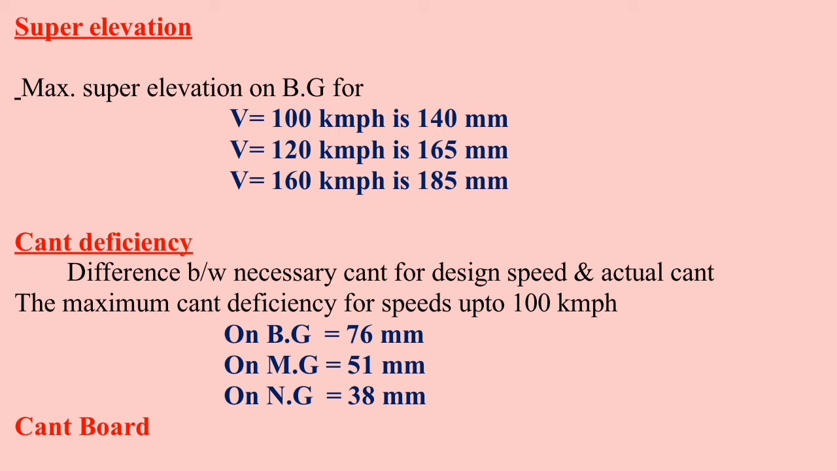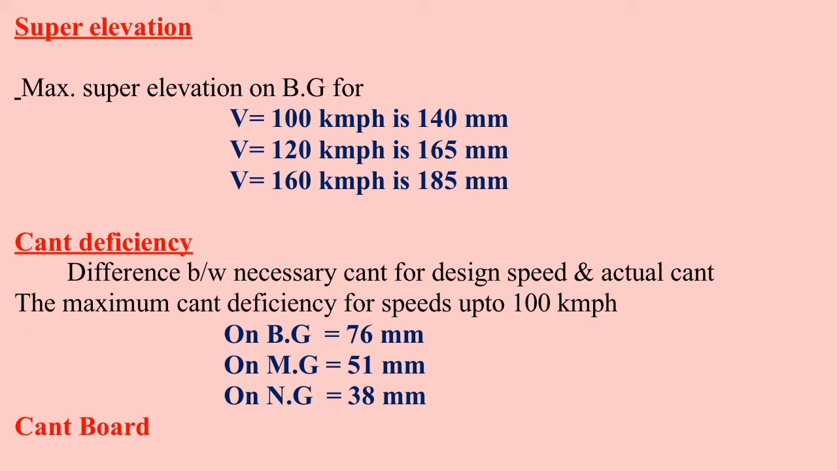Then, what is the super elevation here? In a railway track, the raised elevation of the outer rail above the inner rail at a horizontal curve is termed as super elevation. It is also known as cant or banking. Now, equilibrium cant. If the super elevation is provided such that the weight of the moving vehicle and centrifugal force pass through the center of the track, it is known as equilibrium cant.